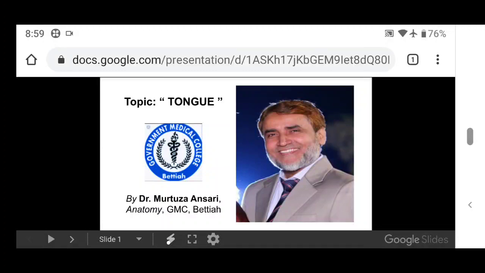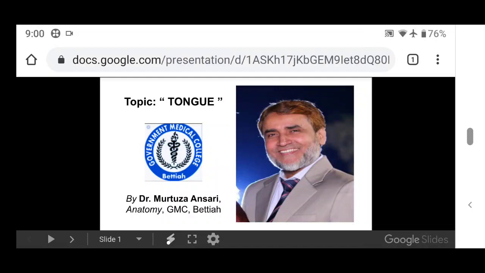Today's topic is the tongue. The tongue is a taste organ, highly muscular and mobile. Its tip and body are free, and its base is attached to the floor of the mouth. It is foldable and fixed at the base, located in the oral cavity between the floor of the mouth and the palatal surface.